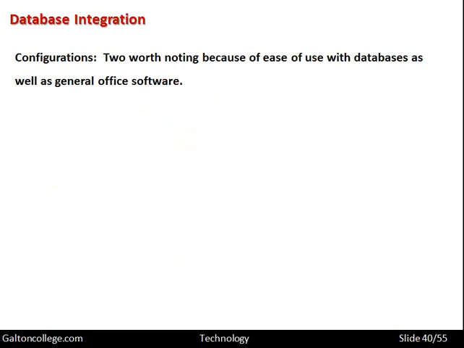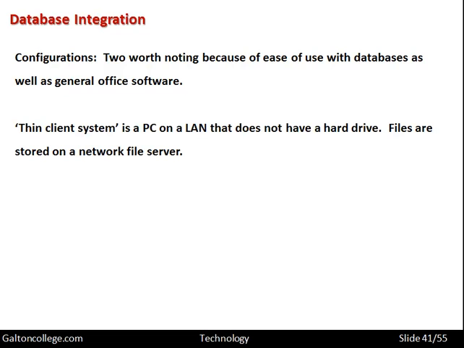Configurations. Two are worth noting because of ease of use with databases as well as general office software. There's the thin client system, which is a PC on a LAN that does not have a hard drive. Files are stored on a network file server. Now this is called a thin client system.